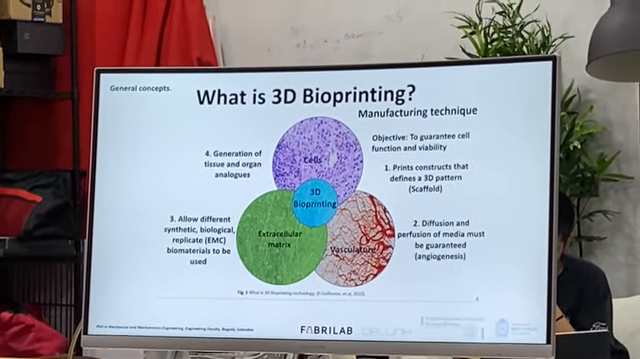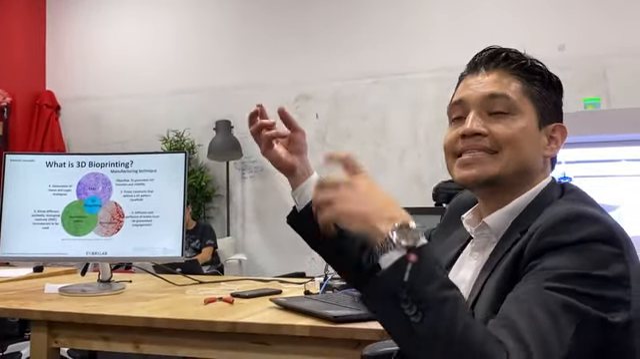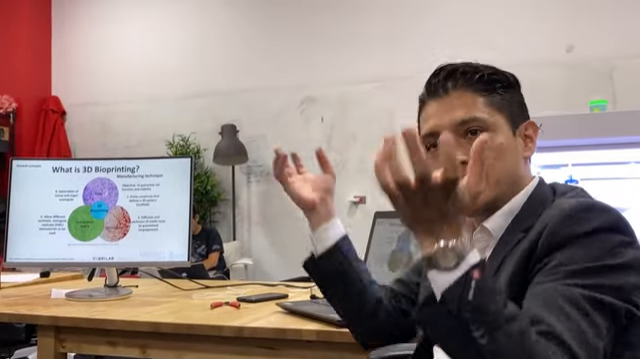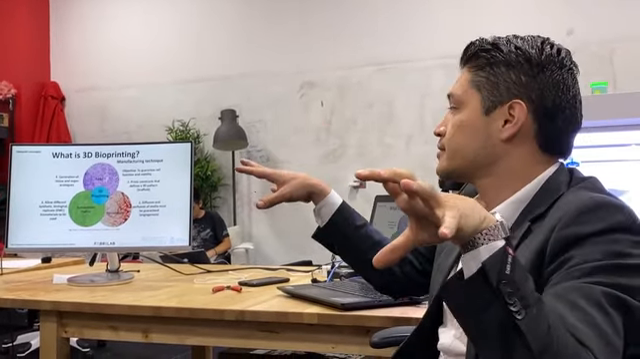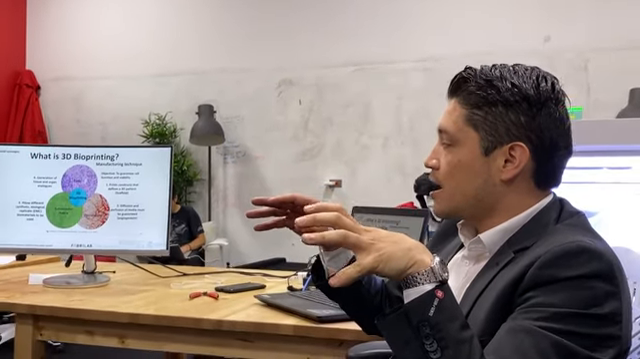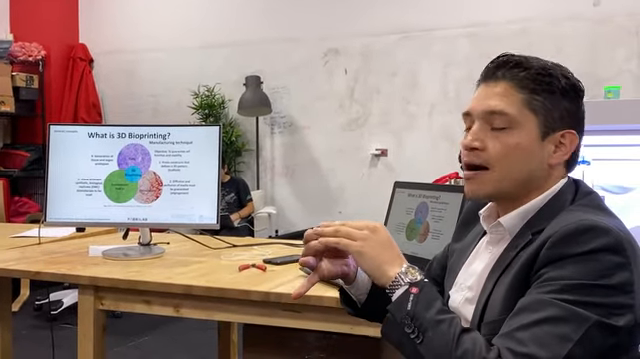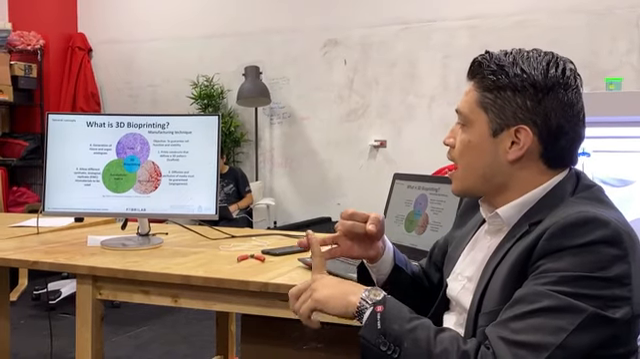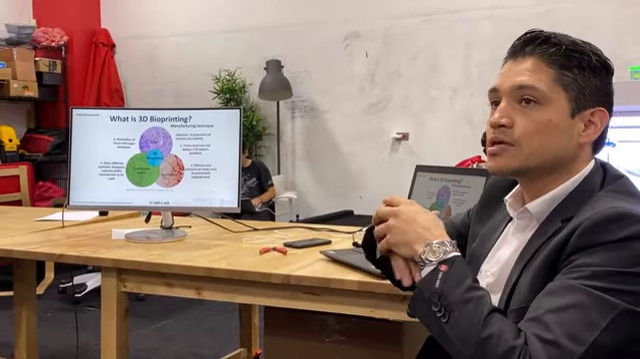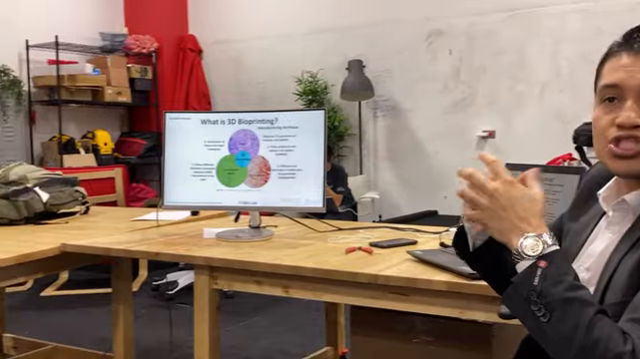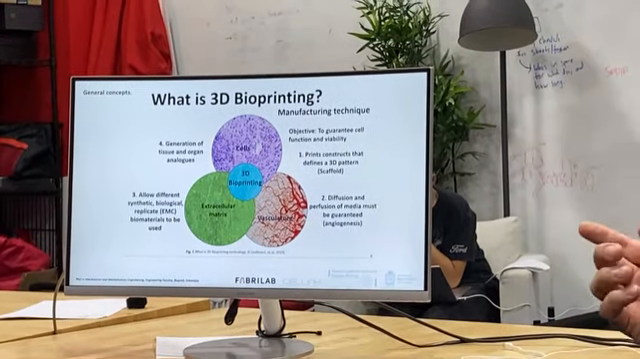So, one of the most important things of the bioinks is to guarantee the diffusion and perfusion of media. So, it means that cells can get nutrients, can get media to feed, right? And to get connection with other cells, right? And it allows the use of different kinds of biomaterials, like synthetics, like material that replicates the extracellular matrix, and biological biomaterials as well, like cellulose, like alginate, right? To make the generation of tissues and organ analogs.